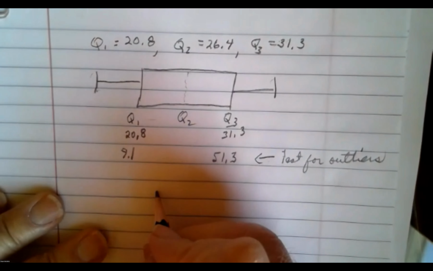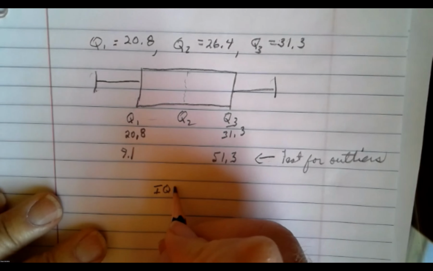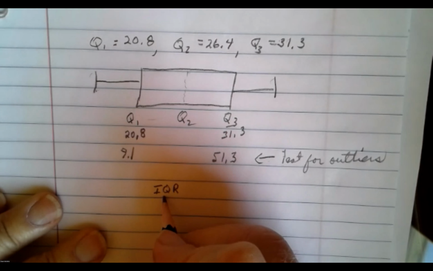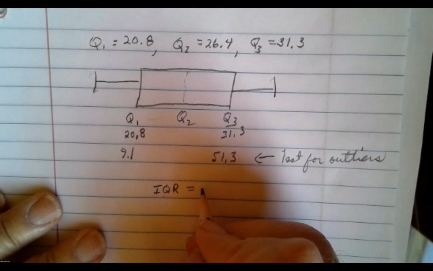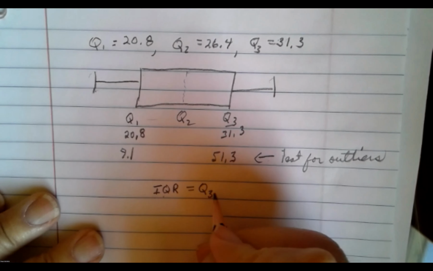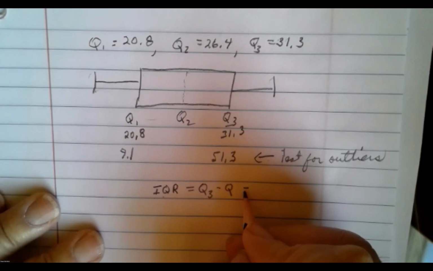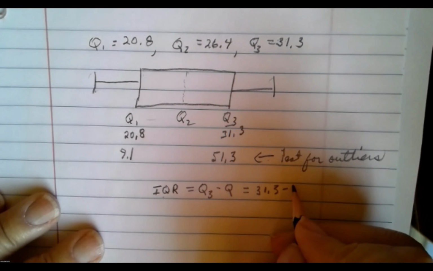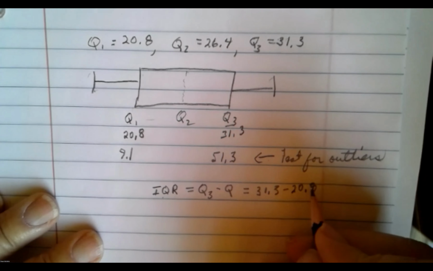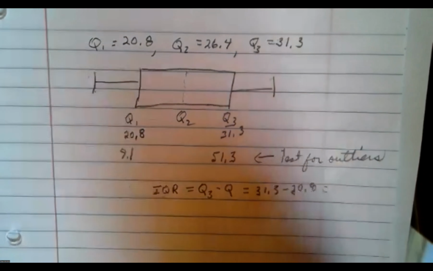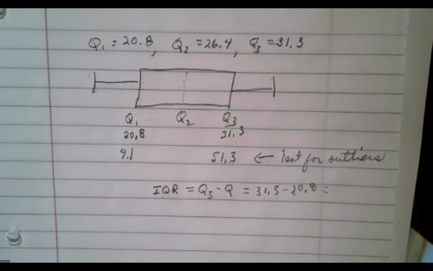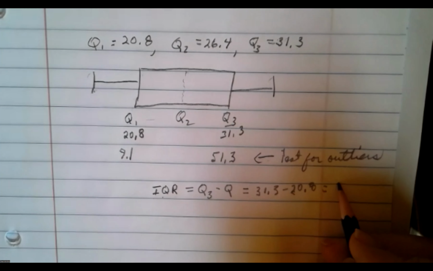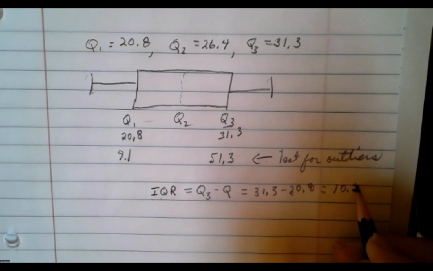And now we'll find the IQR. That's the interquartile range, and that's going to equal Q3 minus Q1, which is going to equal 31.3 minus 20.8, which comes out to be 10.5. So this comes out to be 10.5.